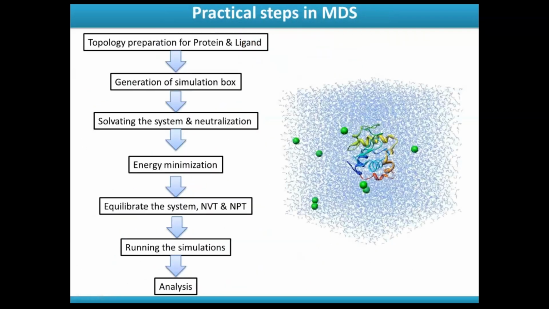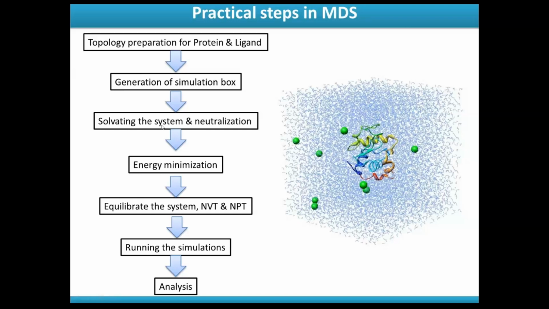So what are the practical steps in molecular dynamics simulations? The very first thing is topology preparation for your molecules, that is the protein and the ligand, which we will obtain from the molecular docking experiment done yesterday. The next one is generation of the simulation box. Here you can see the simulation box.